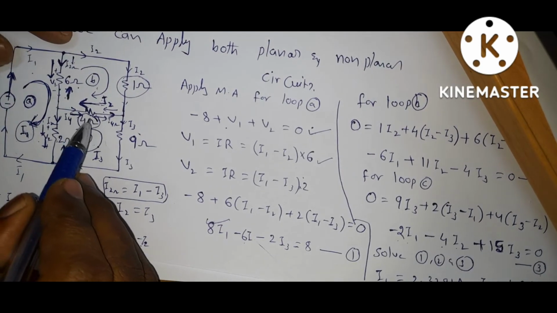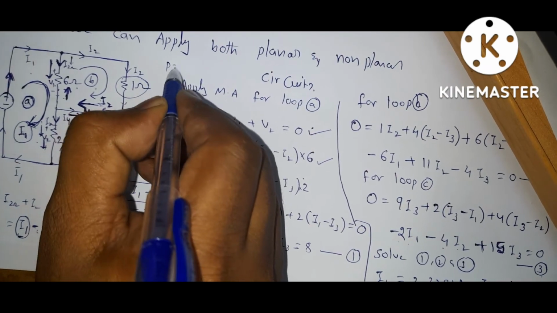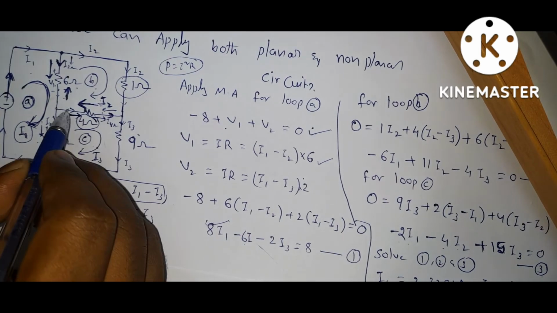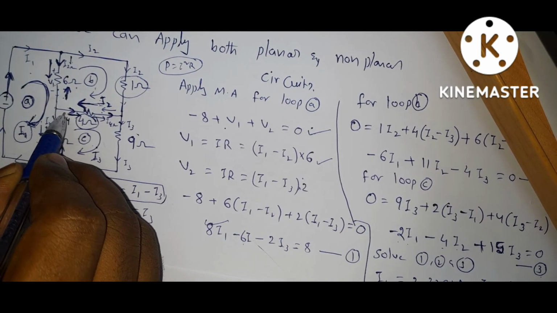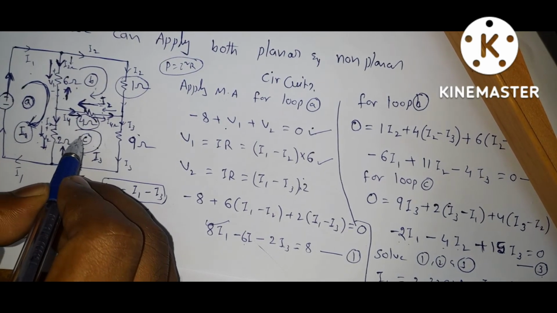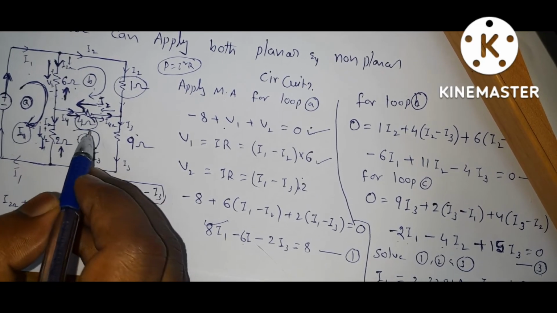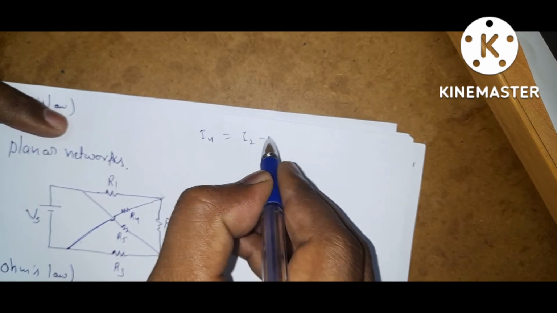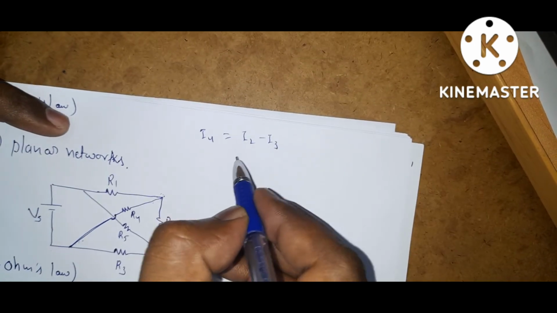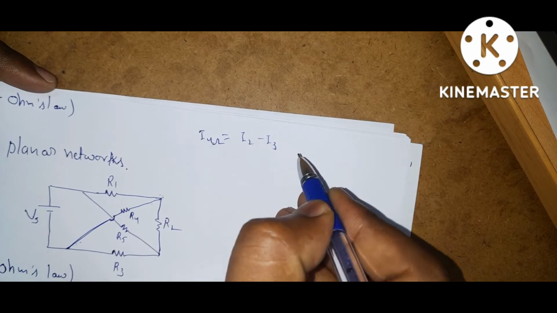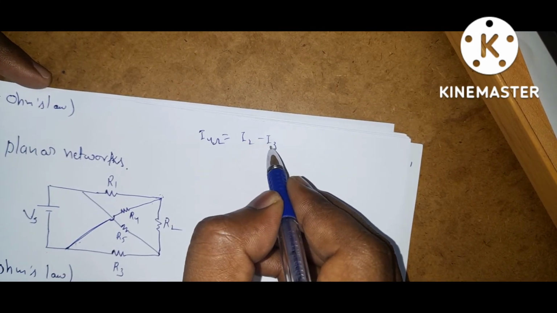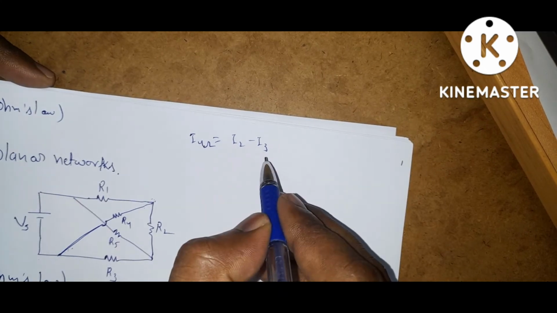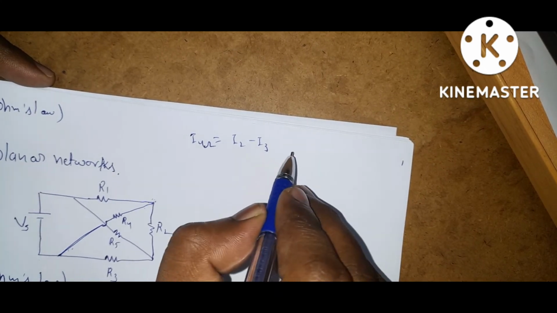This is the 4 ohm resistor. What is the power dissipated in the resistor? P equal to I square R. Now what is the current flowing through this resistance? You can take I2 minus I3 or I3 minus I2. I4 ohm is equal to, let I2 minus I3. You can take any one. For suppose if you are getting this is negative value, take I3 minus I2. If you get positive value, you can keep it as it is.